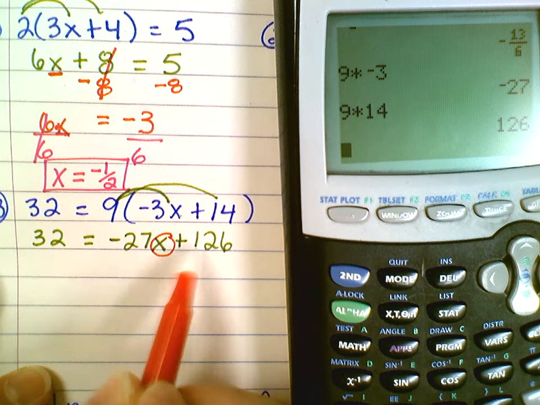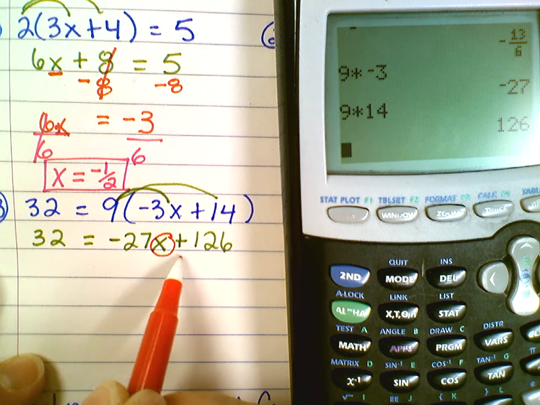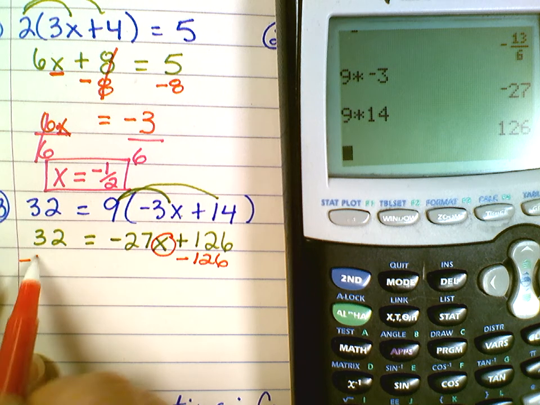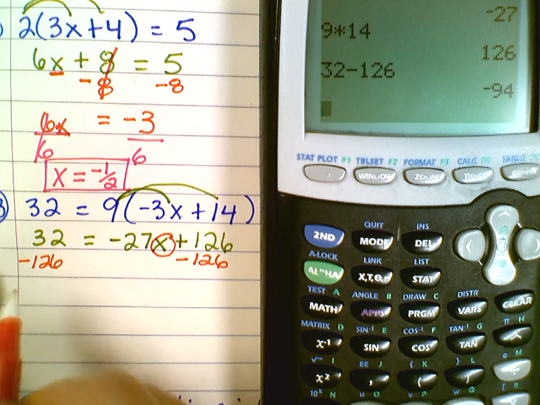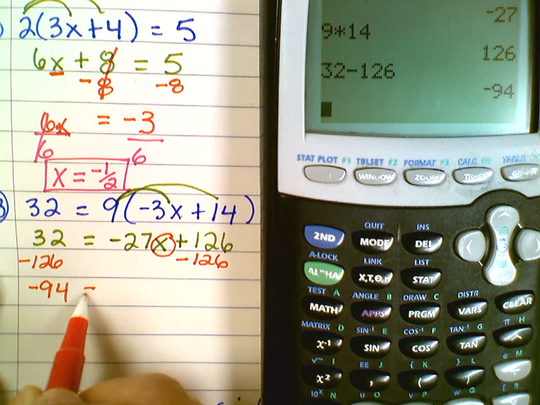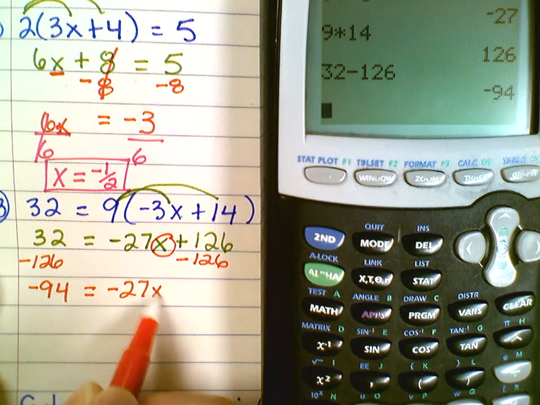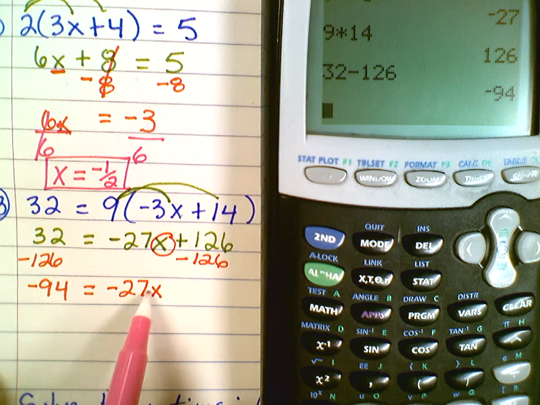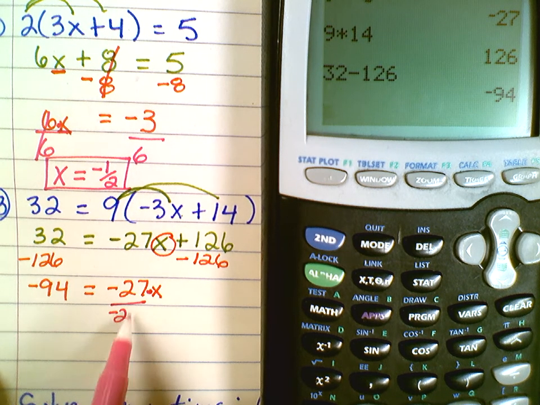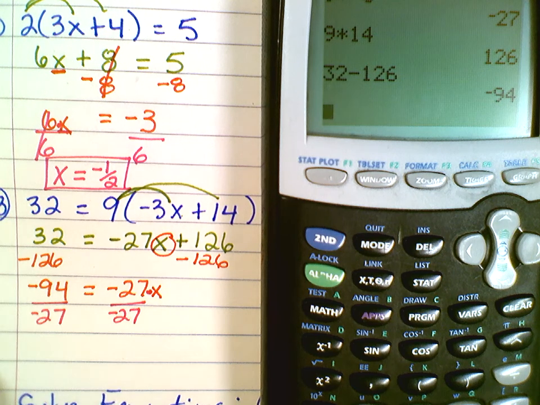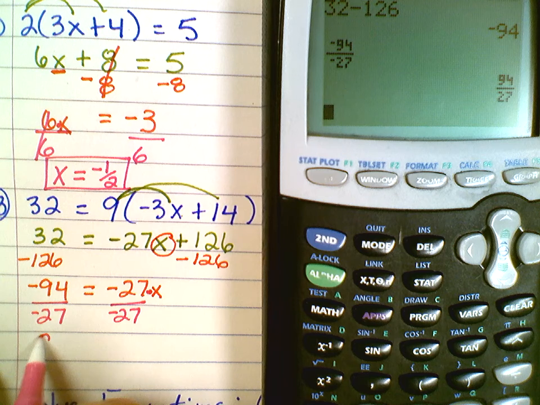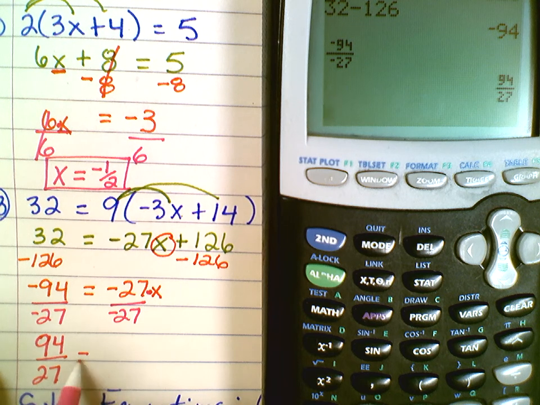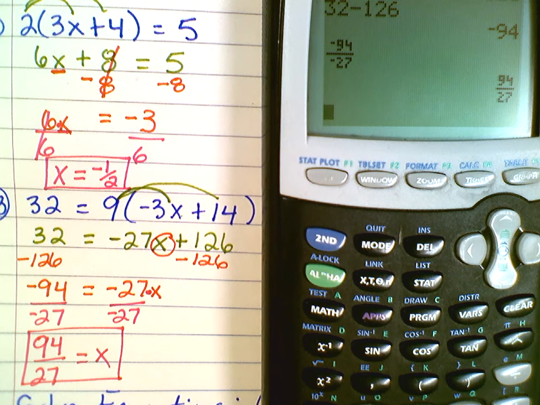So here's my x. All of my numbers need to move to the left. Undo addition with subtraction. I get negative 94 equals this negative 27x. And then I will undo multiplication by dividing. And I get 94 over 27 as my answer for number 3.